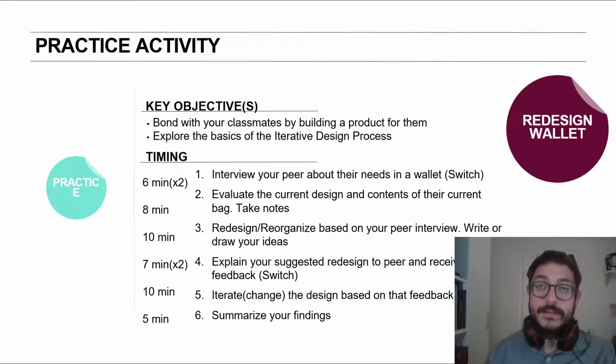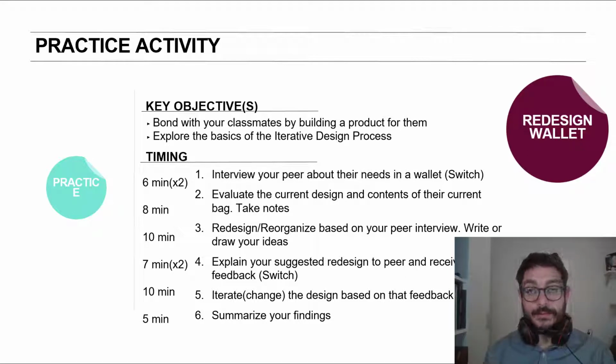So explain the suggested design to your peer and try to get their feedback. Now, iterate, so it means go through the design again with a small change and ask your peers again, what do you think about this? And do that until you run out of time or you're happy with what you have built. Now summarize what you have found.